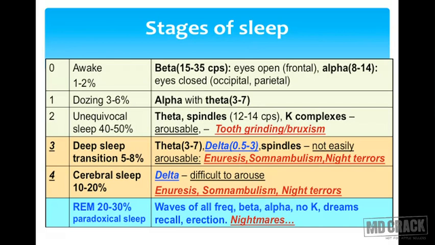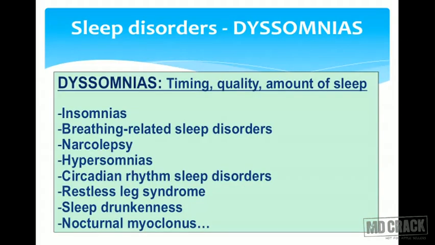And the last one is totally different. That's rapid eye movement sleep, waves of all frequencies. Enuresis, somnambulism, and night terrors are typical of stage 3 and 4 sleep. Tooth grinding or bruxism is typical of stage 2 sleep. And the nightmares, the recallable dreams, and erection are typical of the rapid eye movement sleep. Let me take you to the next slide to classify the various sleep disorders.